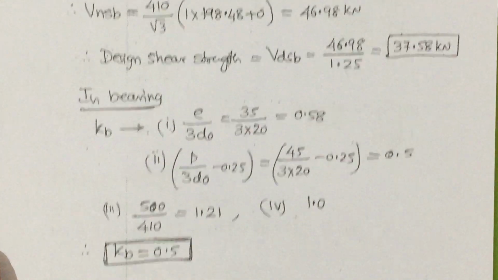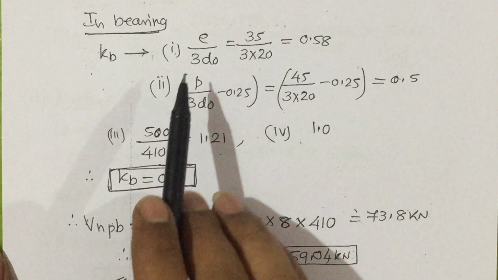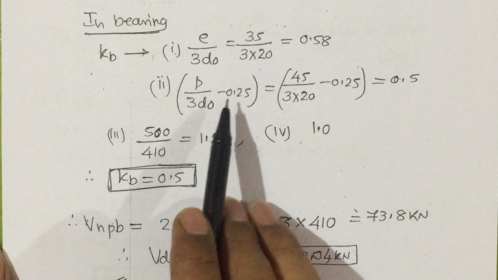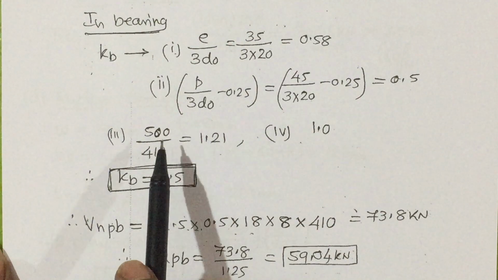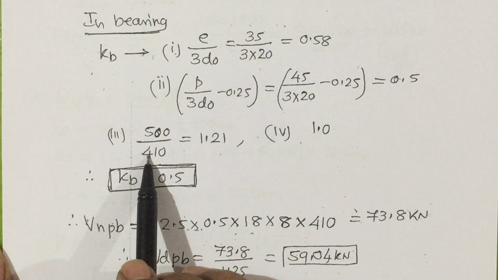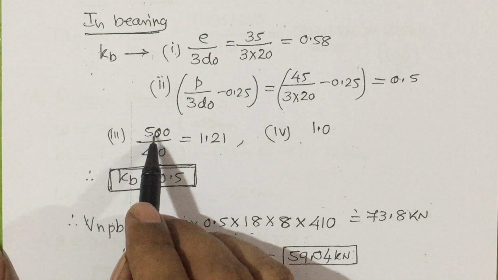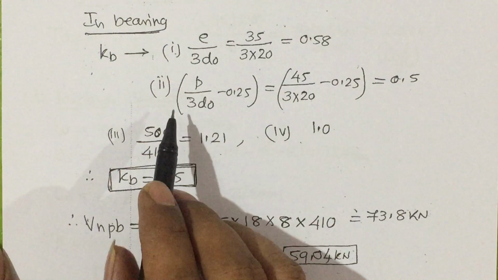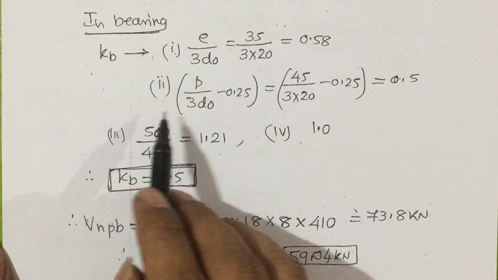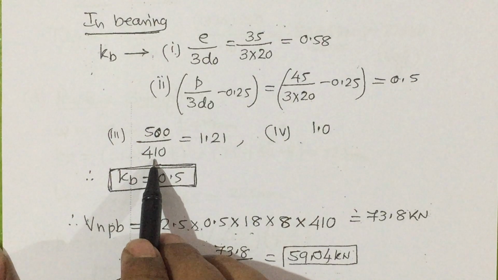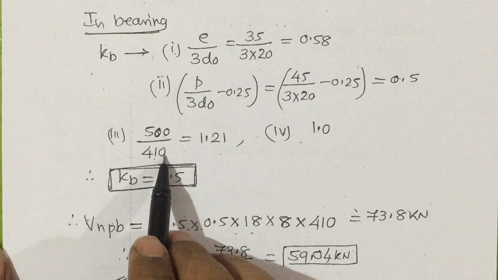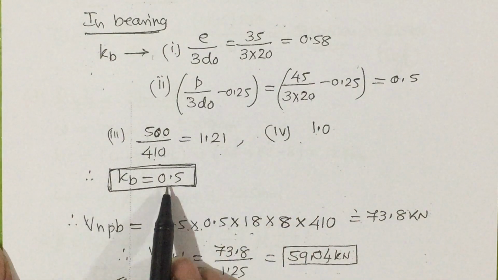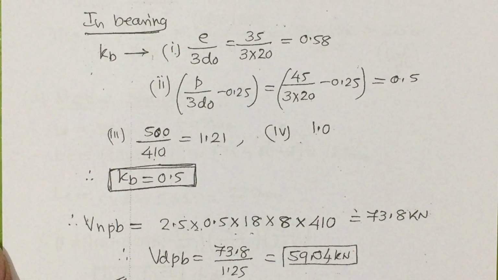Like in bearing, calculate the Kb value. It has got 4 values: e by 3d0, then p by 3d0 minus 0.25, then fub divided by fu. This fub is nothing but the ultimate tensile stress of the bolt. It is given as property class 5.6, that is 5 into 100, 500, divided by fu for the plate, which is always 410, then 1. Out of these 4 values, the least value is 0.5, take that one as Kb.